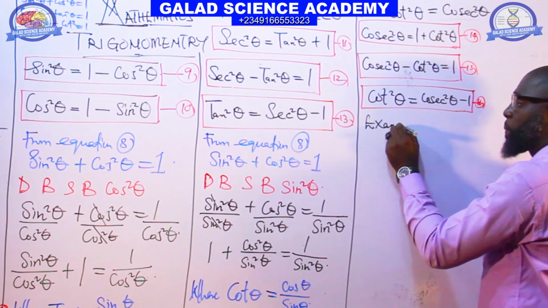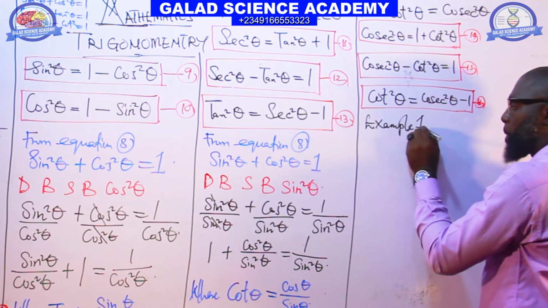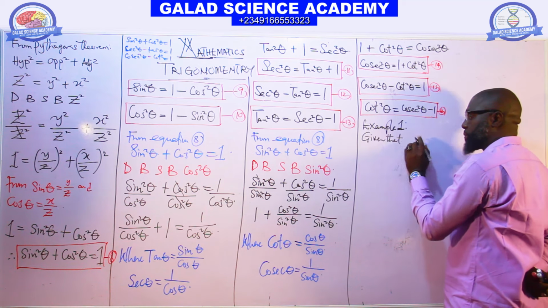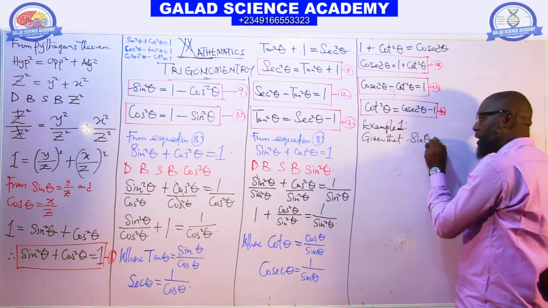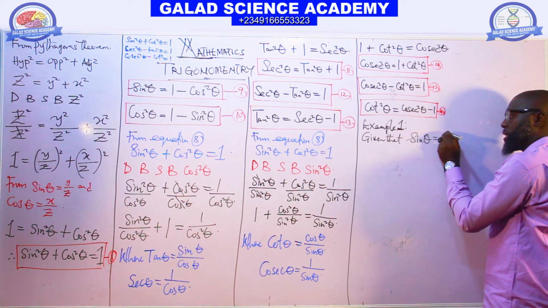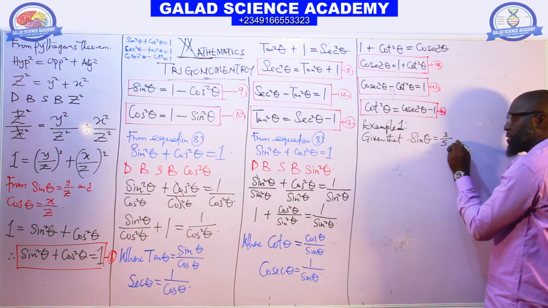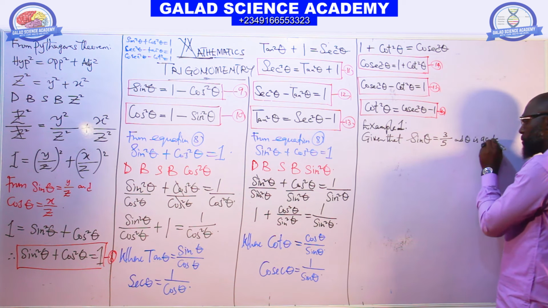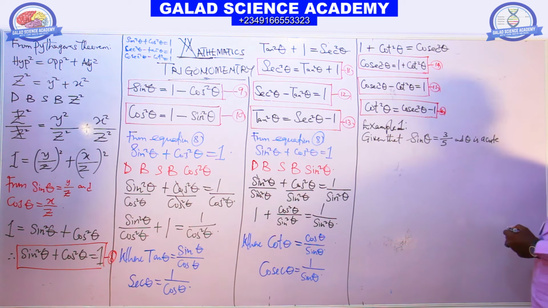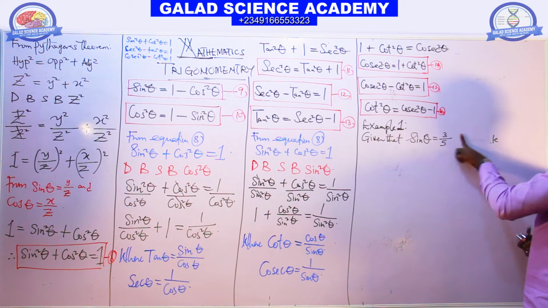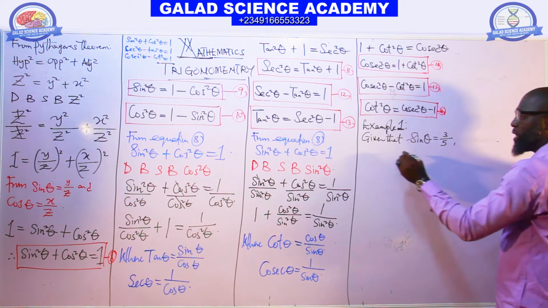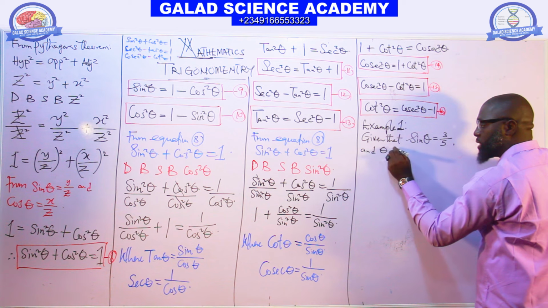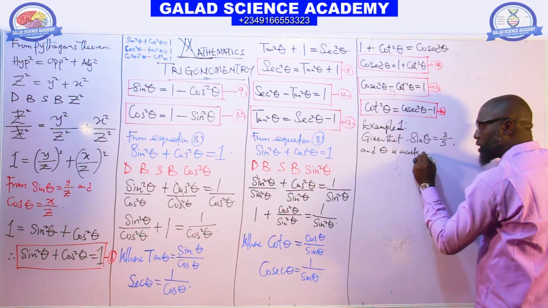Example 1. Given that sin theta is 3/5 and theta is an acute angle.